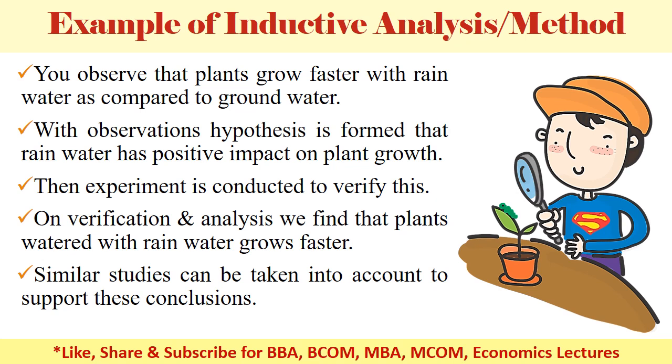After completing the experiments and analyzing the data, you find that plants watered with rainwater grow faster as compared to the plants that were given groundwater. So you generalize that rainwater is more beneficial to the plants. Now this experiment is verified on some other plants also. Then scientific studies can also be taken into account to support your conclusions. And this is how the inductive analysis method works.